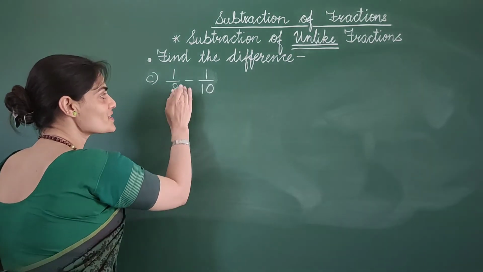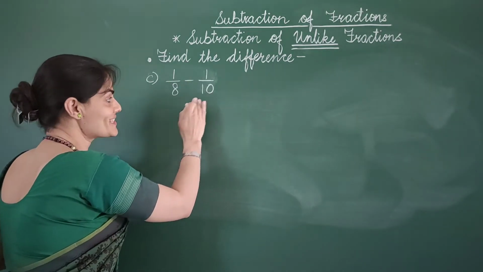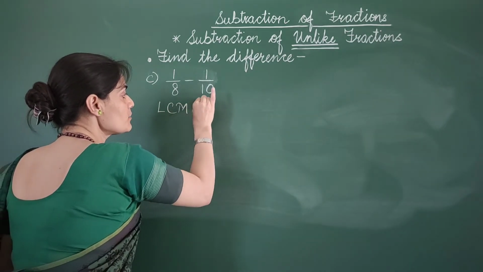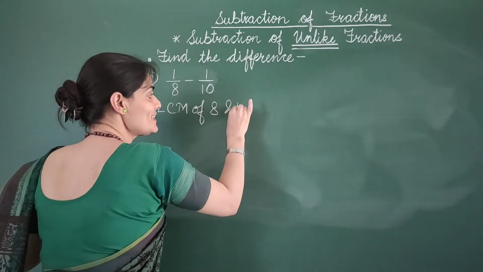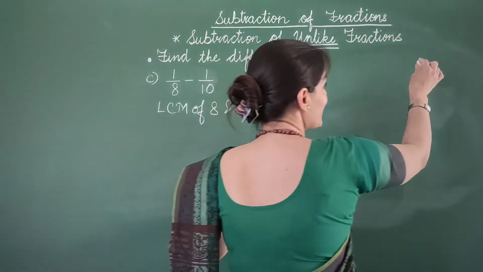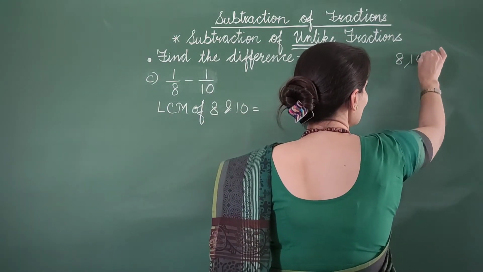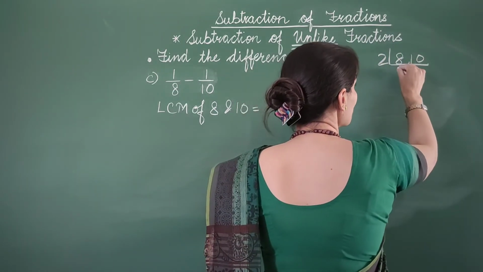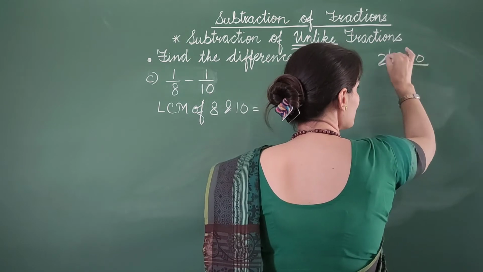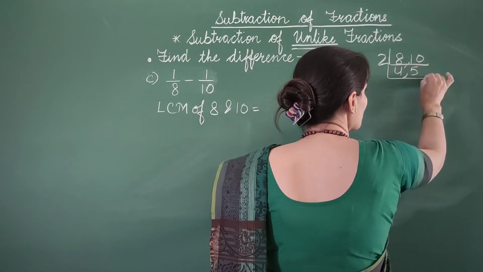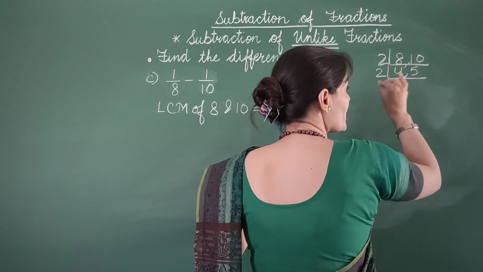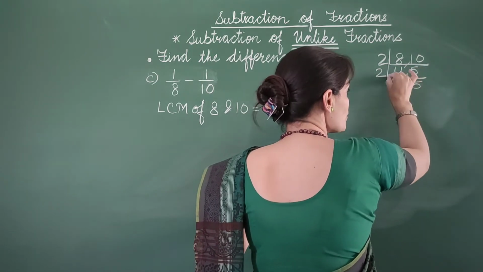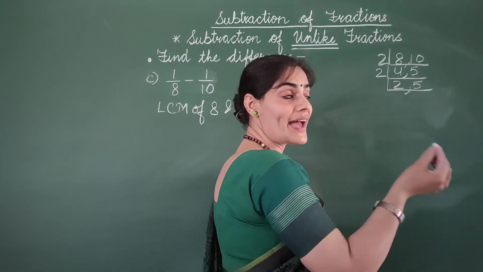So let's find the difference between 1 by 8 and 1 by 10. So we first find the LCM of 8 and 10. Let's do the calculations on this side. I write here 8 and 10 and start dividing by 2. 8 divided by 2 gives us 4. 10 divided by 2 gives us 5. I again divide by 2. 4 divided by 2 gives us 2. And 5 is not divisible, so I write 5 as it is.